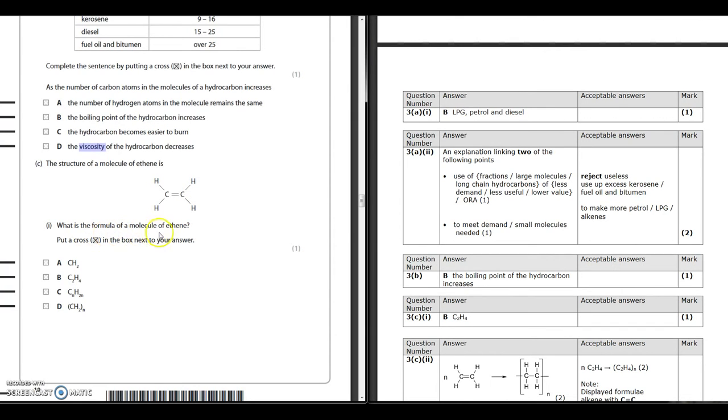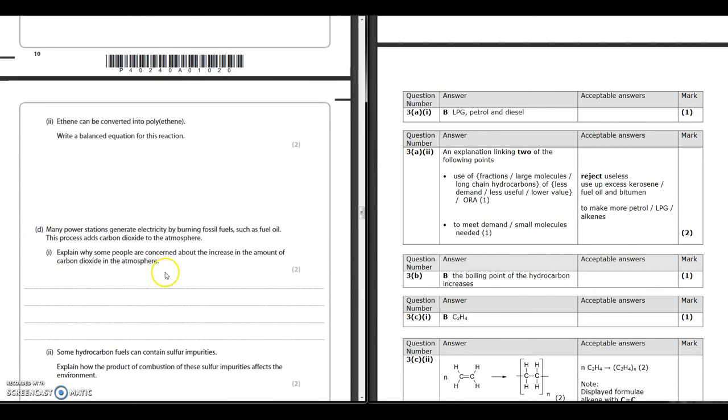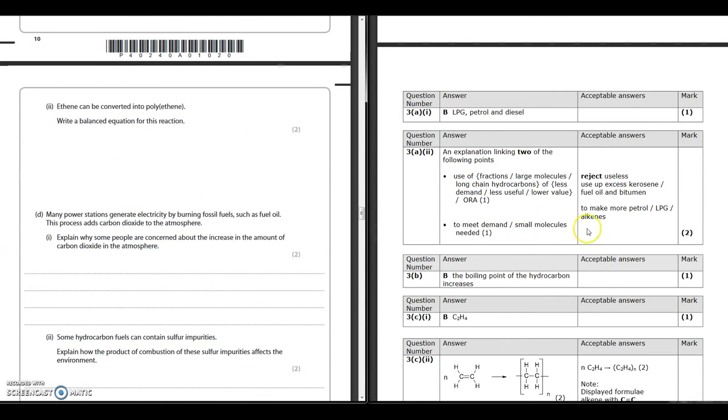Part C, the formula for this molecule is nice and easy. There's 1, 2 carbons, and there's 1, 2, 3, 4 hydrogens. So we're looking at C2H4. Easy marks, isn't it? This one here, loads of people would get wrong.